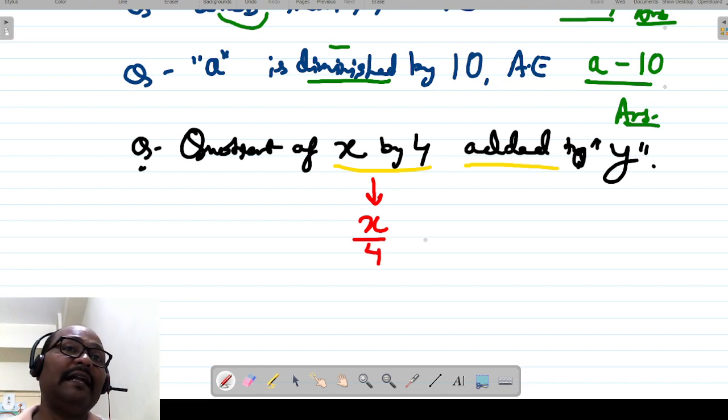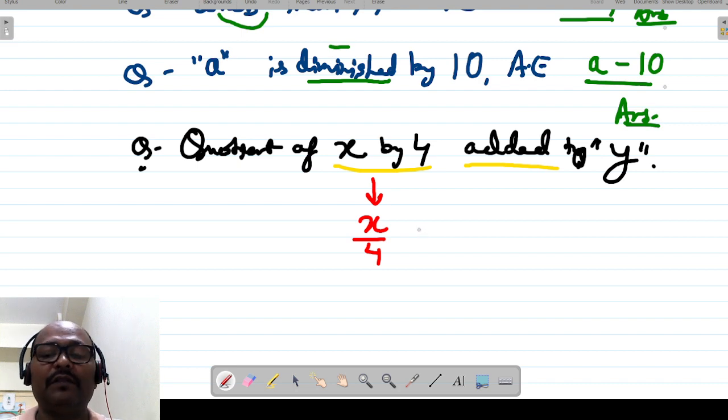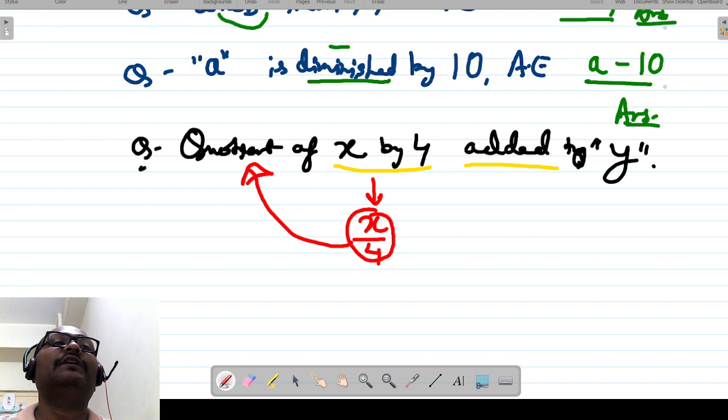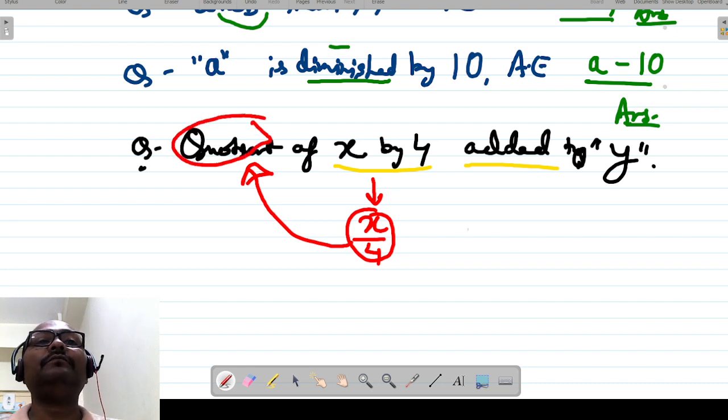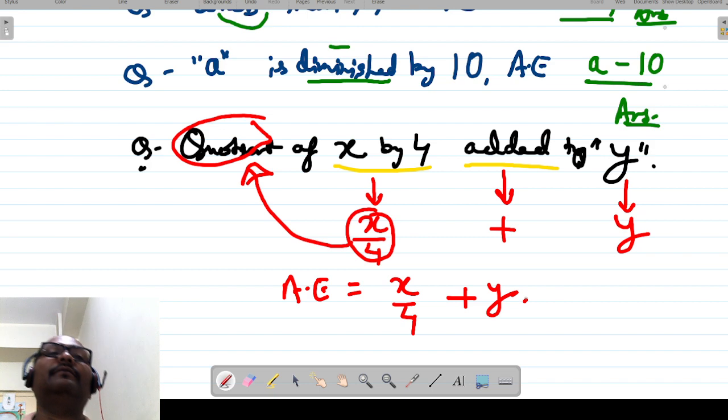4 is the denominator and x is the numerator, and when the number x is divided by 4, you will get the quotient, right? This x by 4 is the quotient. When x by 4 is added, means plus, to y, what will be the final algebraic expression? x by 4 plus y. I hope you got it.